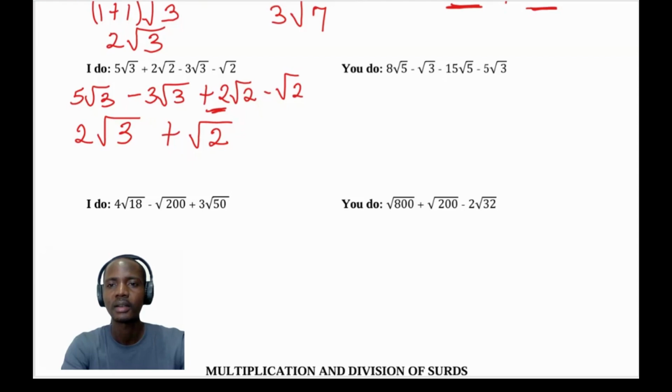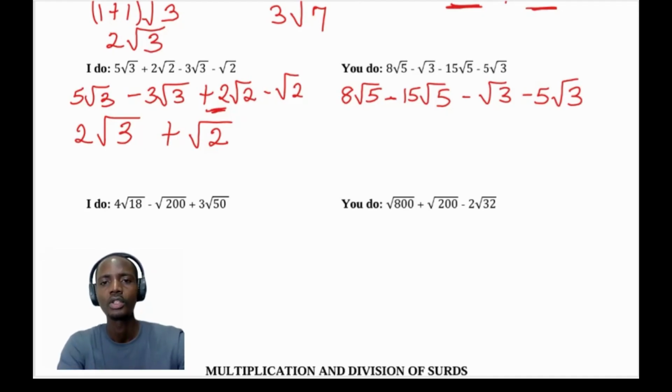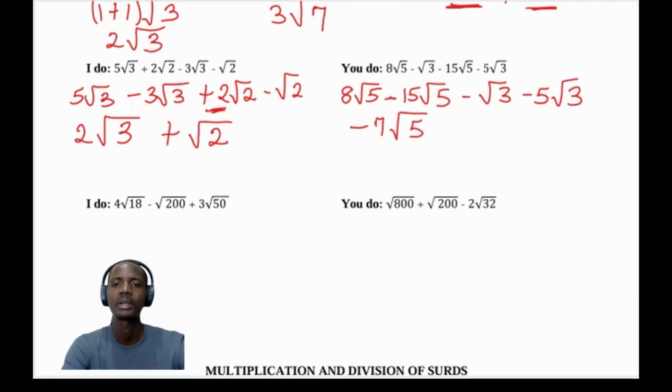8 root 5. Let's bring the similar surds together. So we have 8 root 5 minus 15 root 5. Yes. Now I have minus root 3. Remember, it is like saying minus 1 root 3. Yes. Minus 5 root 3. So the first two surds are similar. So 8 minus 15 gives minus 7. So I have minus 7 root 5. That's what you have. Minus 7 root 5.